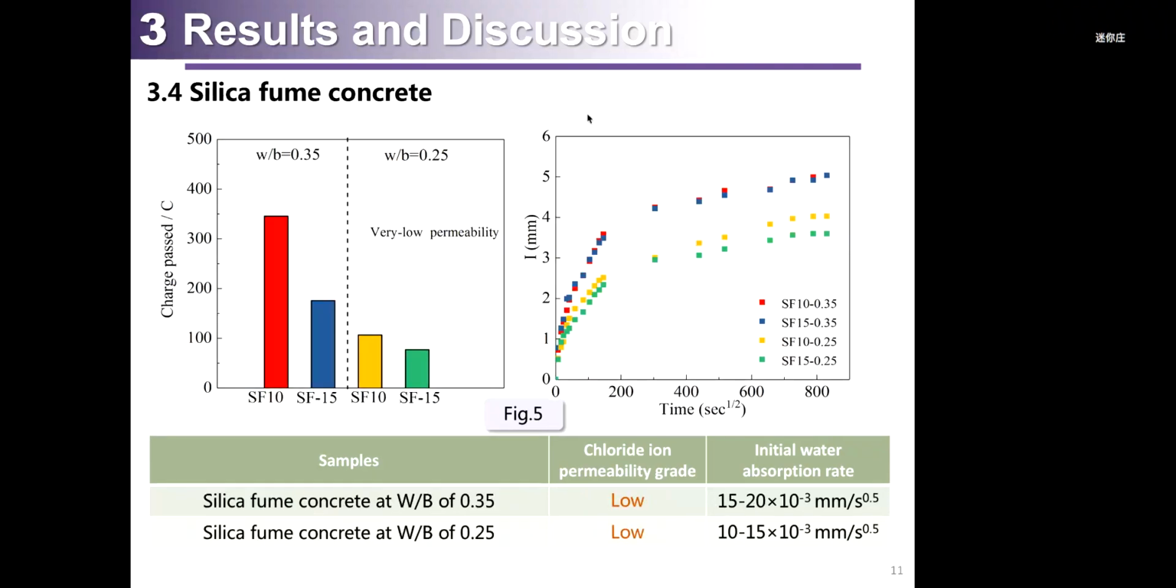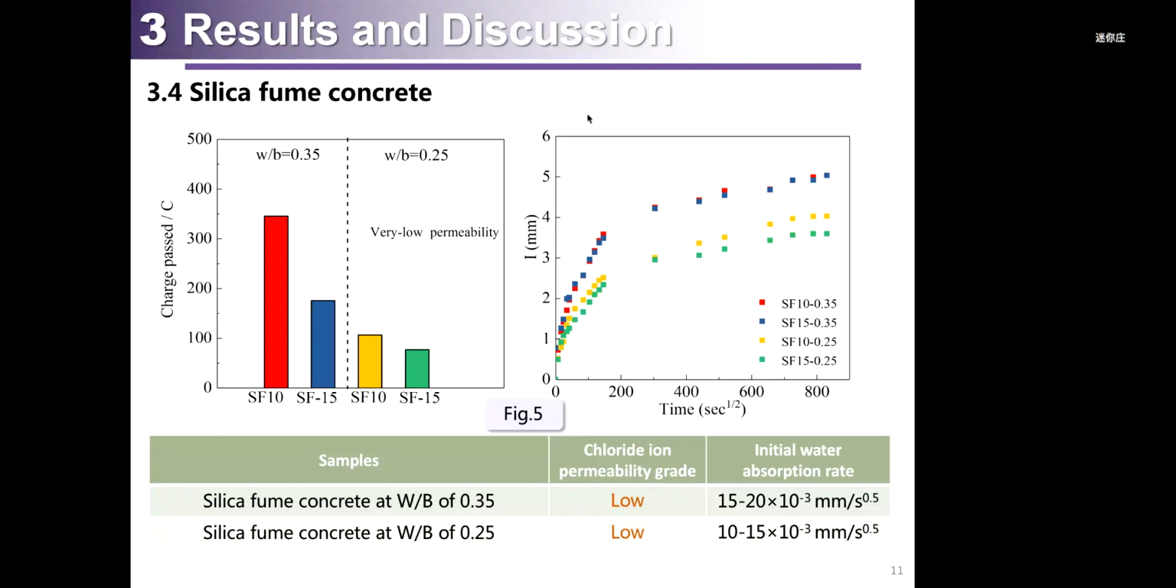Figure 1 shows the results of the silica fume concrete. Regardless of whether the water-to-binder ratio is 0.35 or 0.25, or whether the content of silica fume is 10% or 50%, the chloride ion permeability grade of silica fume concrete is very low.